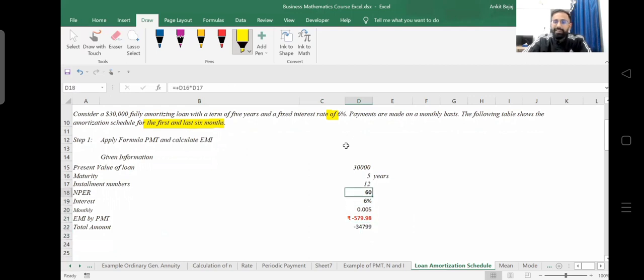Now, if you see, your total liability is 30,000, right? So here you are paying approximately 34,800 rupees. This additional 4,800 which you are paying, this is your interest. Now, how will you separate the interest component from this given value?